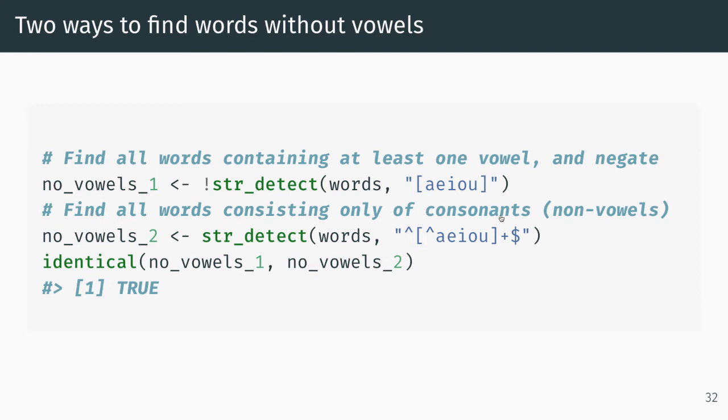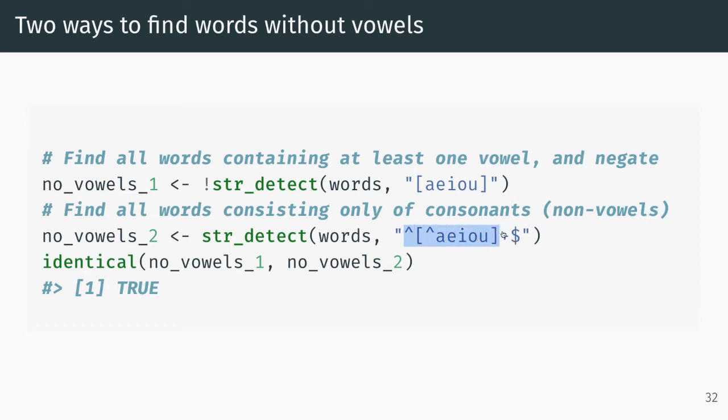We can also find the words that consist only of consonants and make a vector of trues and falses out of that. And then we can compare them, and we find that they're identical. Now this expression is a little bit more complicated than the expression above. So this expression is saying the beginning of the word followed by not any vowel. The plus means followed, so any string of characters that are not a vowel up to the end of the word.